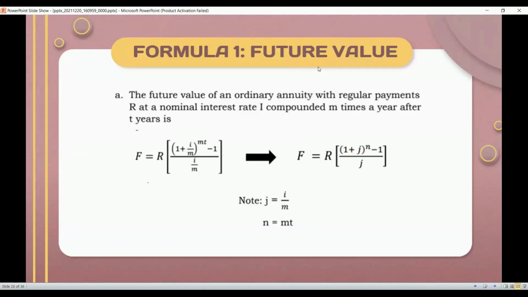So, the formula for future value. The future value of an ordinary annuity with regular payments R at a nominal interest rate I compounded M times a year after T years is this. These two formulas are the same, so it depends on you which to use, but I suggest this one is easier when finding the future value. Note, J is equal to I over M, and N is equal to M times T.